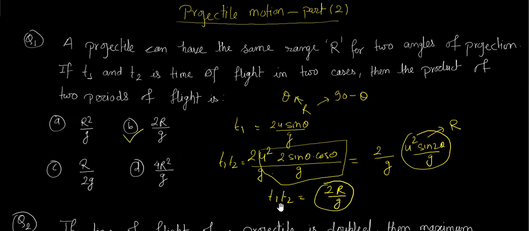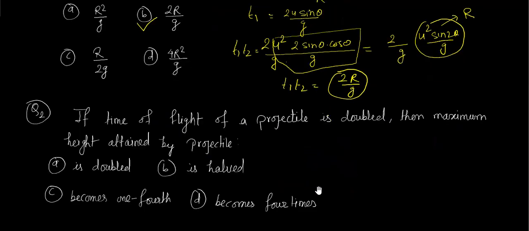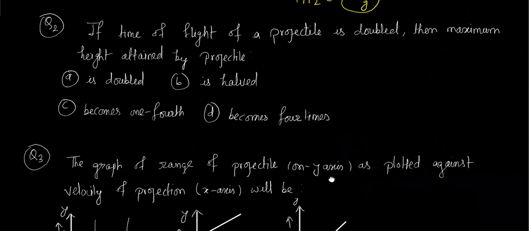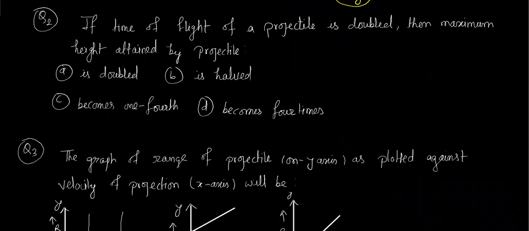Now let us move to another question, question number 2. First of all, let us read it. If the time of flight of a projectile is doubled, then the maximum height attained by the projectile. Here we have to generate the interrelationship between the time of flight and maximum height.